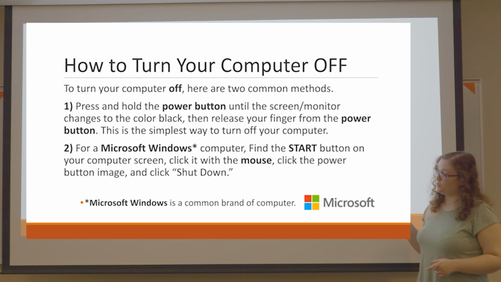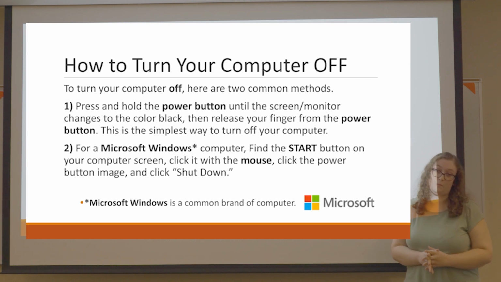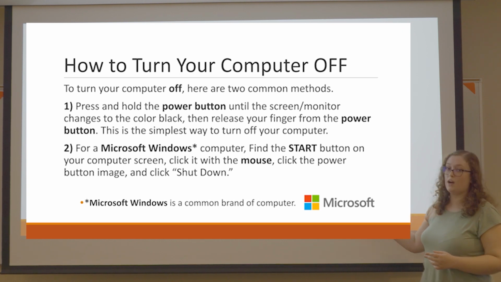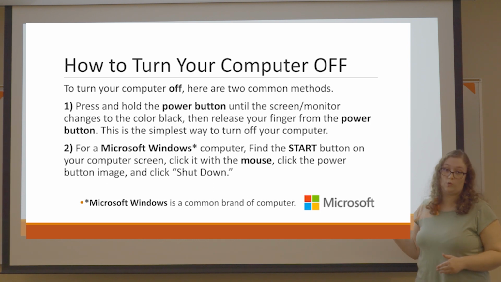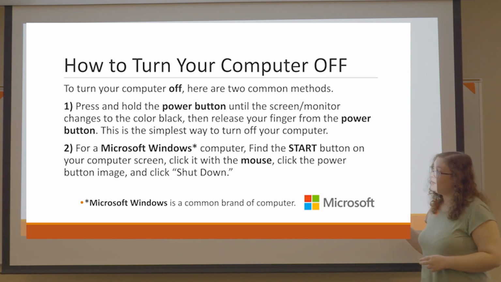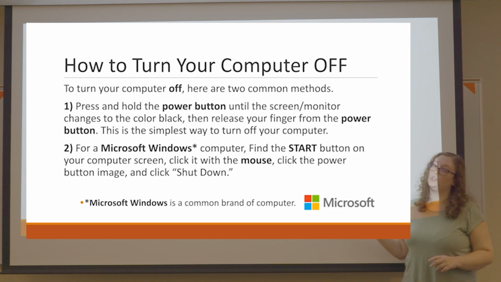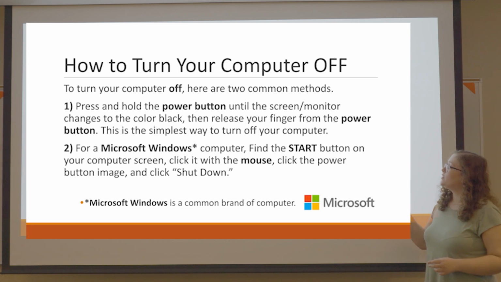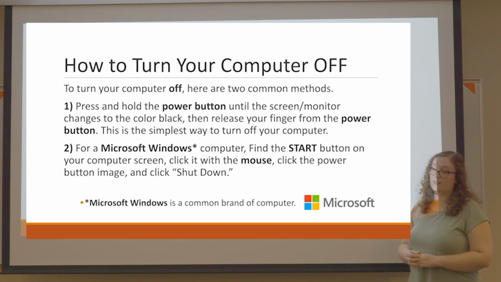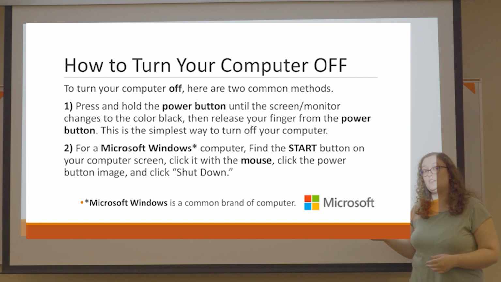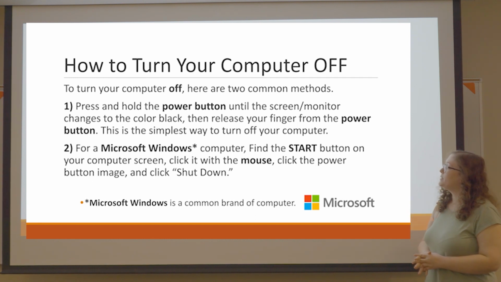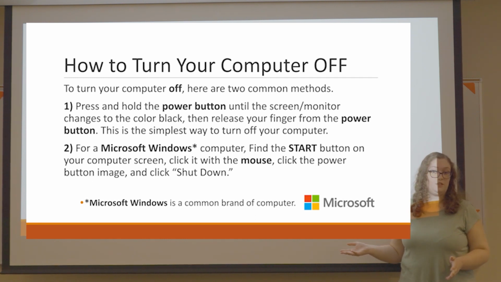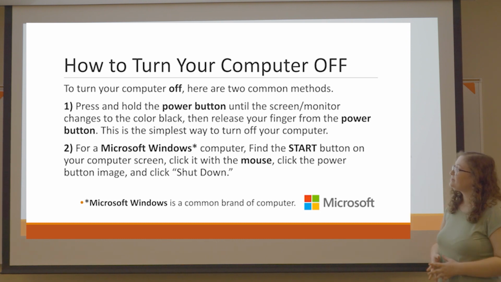A second method to turn off your computer, specifically for a Microsoft Windows computer, which is a common brand of computer that is sold. Most likely it'll either be a Microsoft computer or a Mac computer, but they do function pretty similarly. But this is just an example of what it would look like step by step on how to turn off a Microsoft computer. You would first want to find the start button on your computer screen, and then click it with the mouse, and I'll go into detail about how to click as well. Click the power button image, and then click shut down, and you'll be all set.